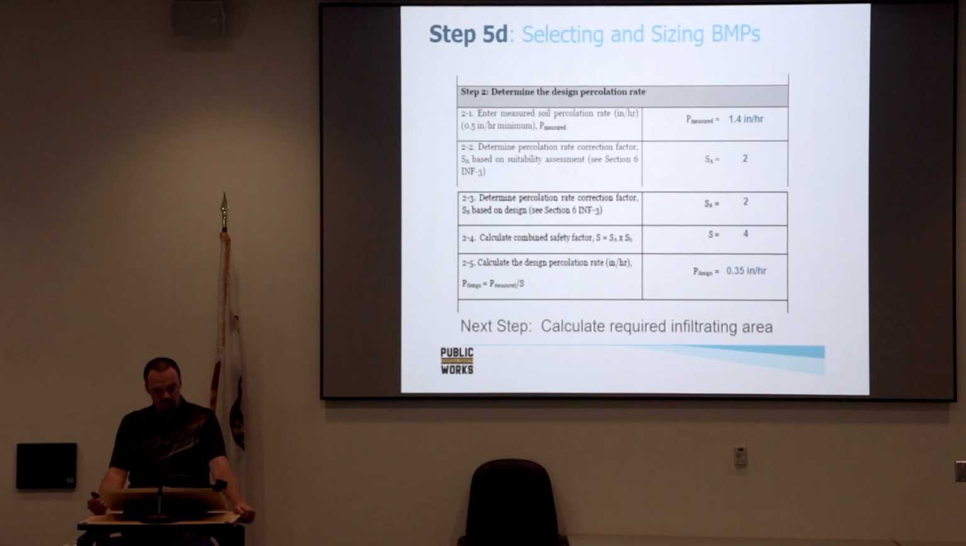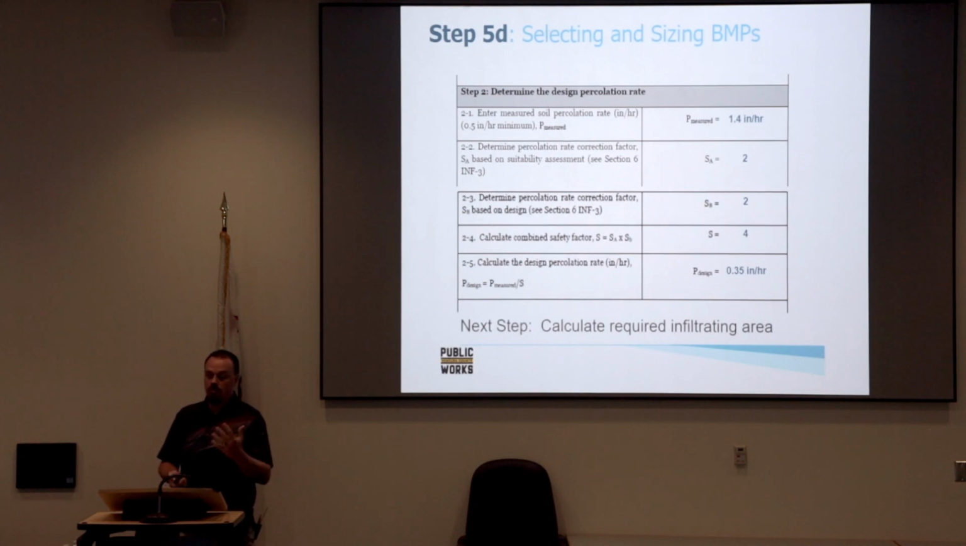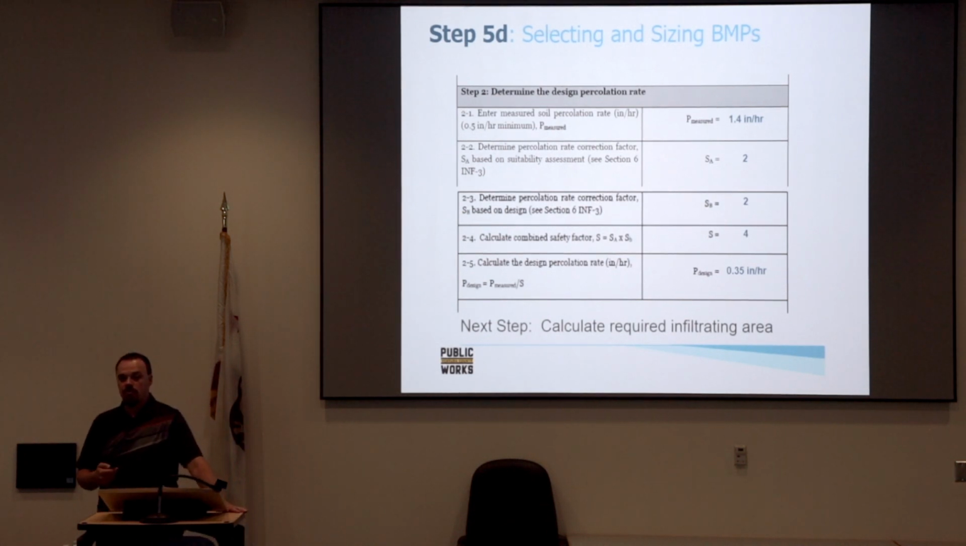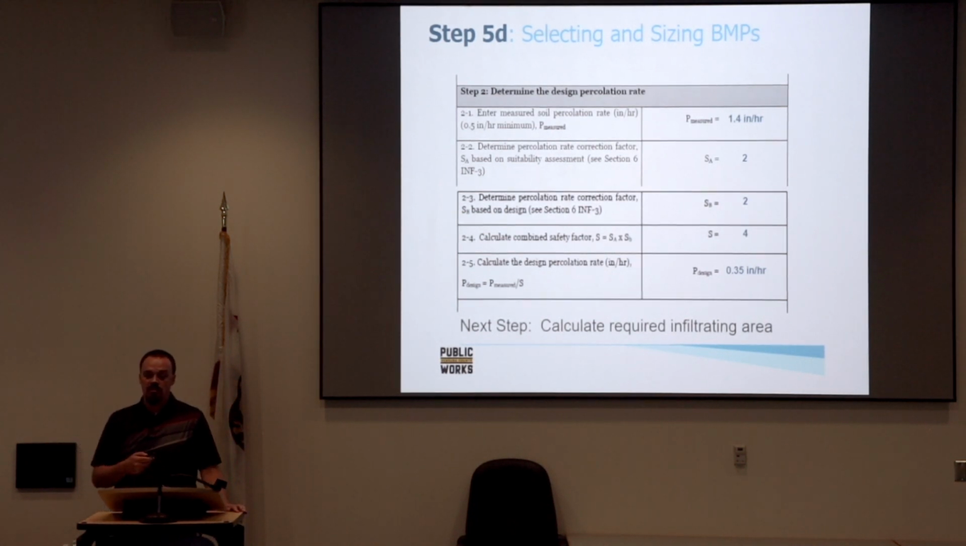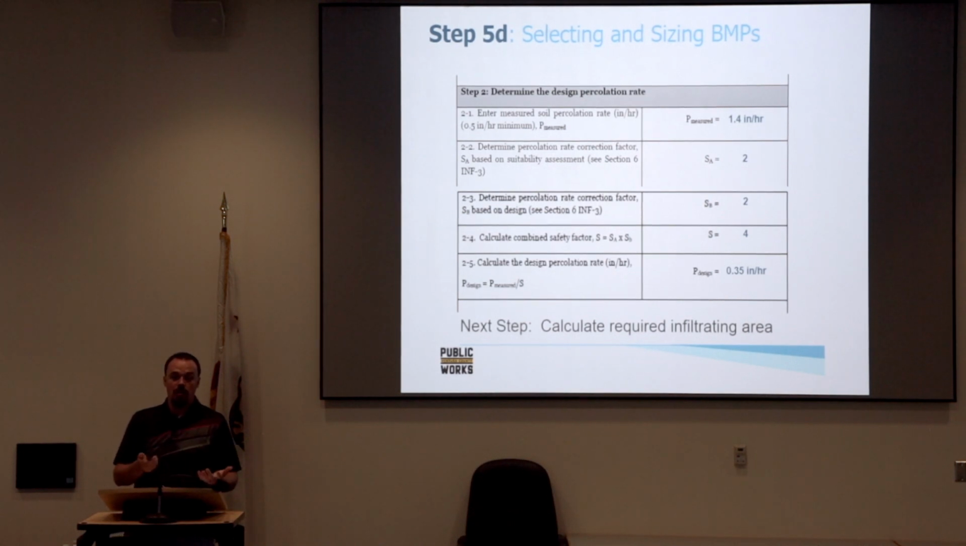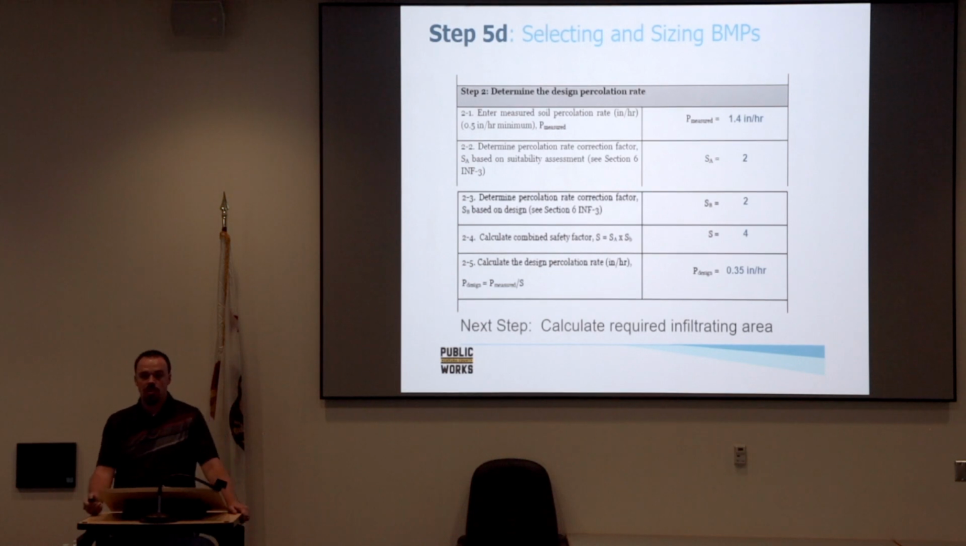Anything else? So going through this, you can see your design level now is 0.3 inches per hour, so it's really small. If you do good infiltration testing and you find it's infiltratable and you have better numbers, then your BMP is going to be significantly smaller, because you have actual data to work with.